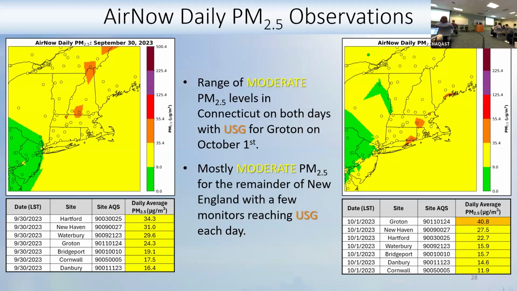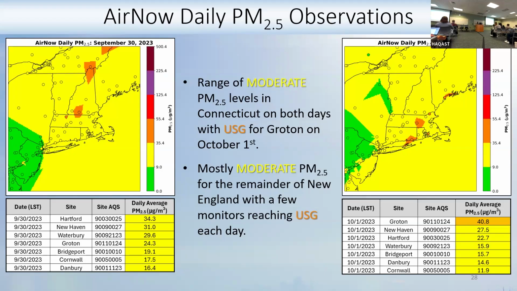So starting off, here are the AirNow daily PM 2.5 maps for both September 30th and October 1st. I'm showing September 30th just to show the buildup of the event. On both of these days, we saw widespread moderate PM 2.5 values across New England. And on September 30th, we saw more of those USG values for the northern areas. And on October 1st, we saw those for more of the coastal areas, especially in southern New England.